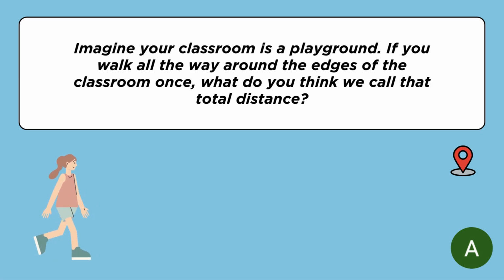Okay, everyone, so let's imagine something fun. Imagine your classroom is a big playground. Now think about this. If you start from one corner of the classroom and walk all the way around the edges and come back to the same place, what do you think we call that total distance you walked? Any ideas? Yes, the total distance around the shape or around the playground is called the perimeter. So, the perimeter is simply how far you walk if you went all around the outside of a shape.